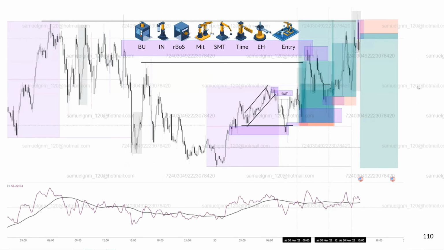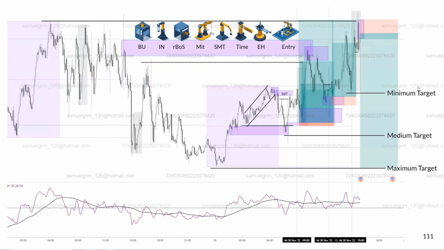So, back to the M5, we have everything checked: build up, inducement, relevant break of structure, mitigation, smart money trap, timing, entry helper, and also entry. What is missing though, after proper risk management, of course, after proper execution, is the minimum, medium, and maximum target. Minimum target, aggressive one, of course, the next relevant break of structure in here. Medium target, Asia midline in here. Maximum target, equal lows of Asia low in here. If that's in, you just sit back again.